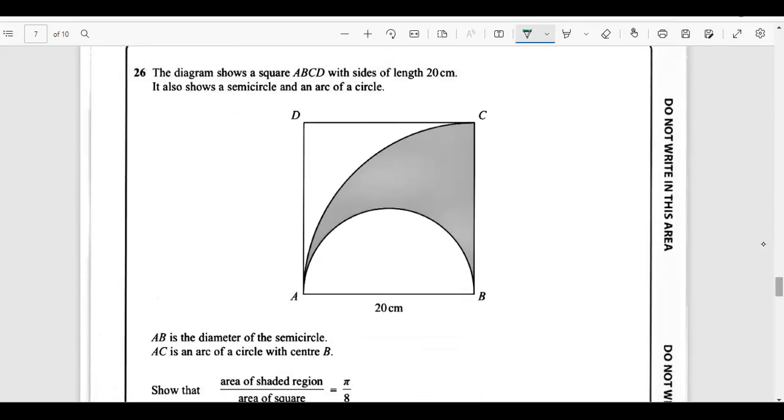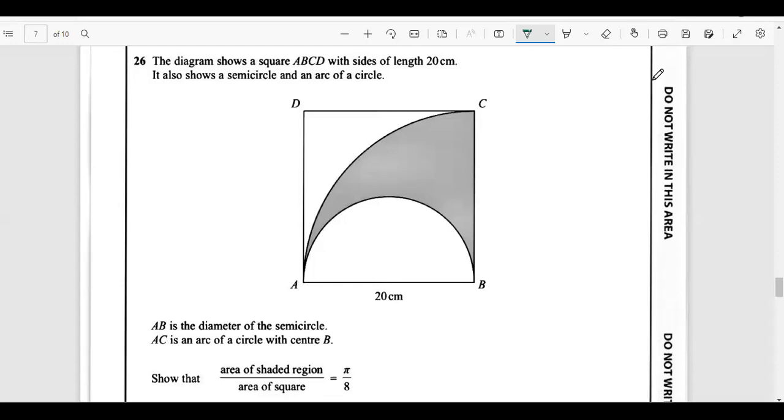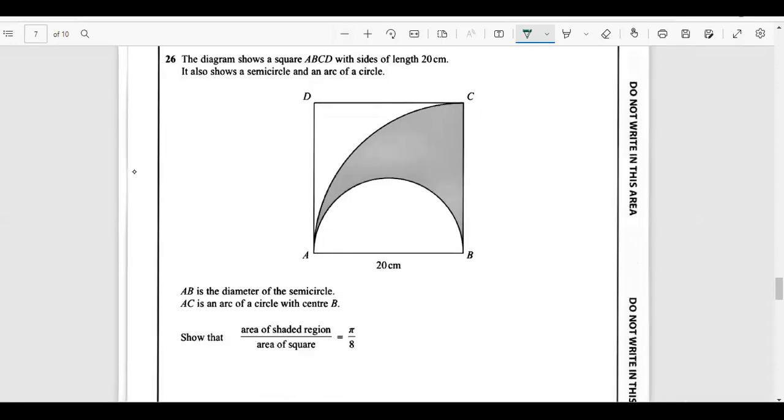This is a very easy question. It says the diagram shows a square ABCD with sides of length 20 centimeters. It also shows a semicircle and an arc of the circle. AB is the diameter of the semicircle. AC is an arc of the circle with center B. Show that the shaded area divided by the area of the square is pi over 8.